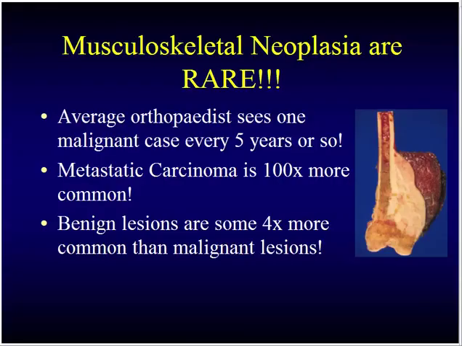Okay. Musculoskeletal neoplasia are rare. You're not going to see them very often in your practice, maybe one every 5 years or so. You will see, however, metastatic carcinoma, which is about 100 times more common, and you'll see it relatively frequently in your practice. Consequently, on your board exam, you will clearly see metastatic carcinoma. There'll always be a few questions on that. And remember that benign lesions are far more common than malignant lesions.